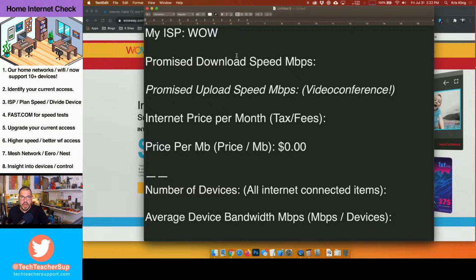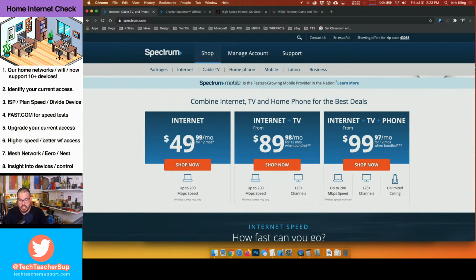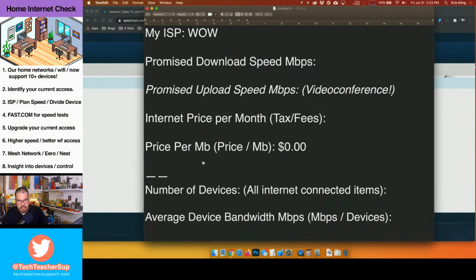So right here, my promised download speed for my house is 950 megabits. Essentially, because I run a lot of computers and systems here, that's what I have. But let's talk about what your average person has. And let's use what this is trying to sell us here, which is $49.99 a month for 200 megabits. So let's use that as our example. Okay, so go ahead and figure out what you have. Type that in here. Next, I have promised upload speed.